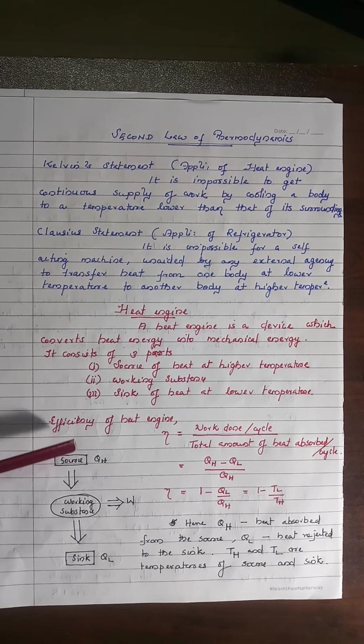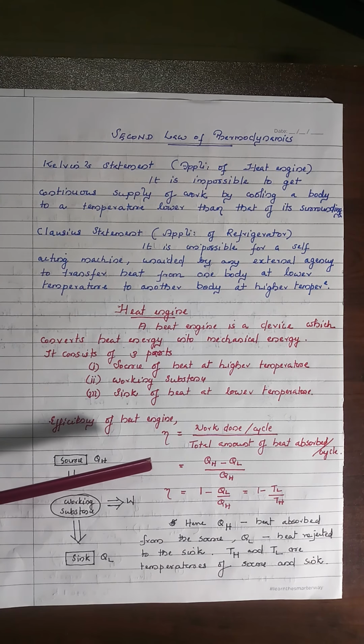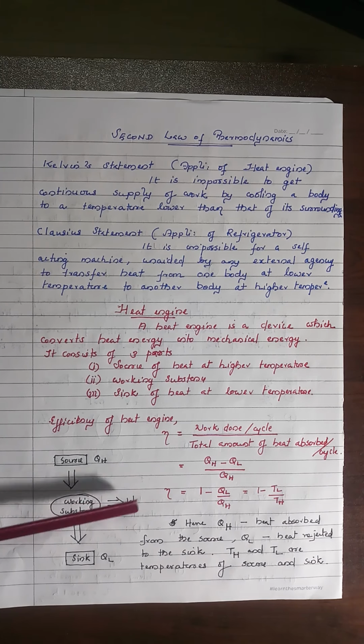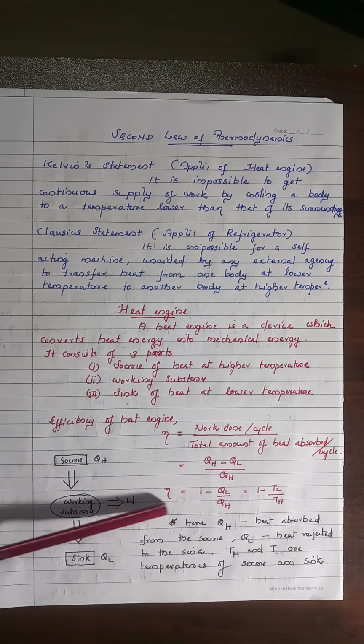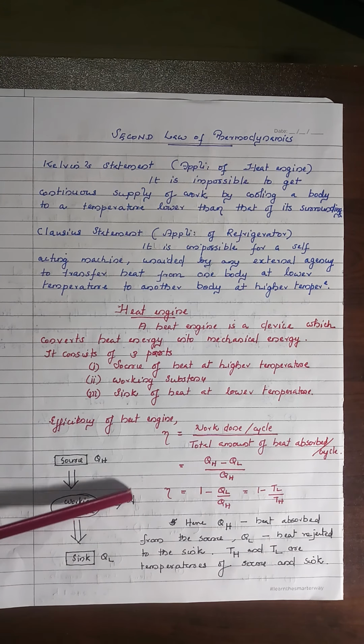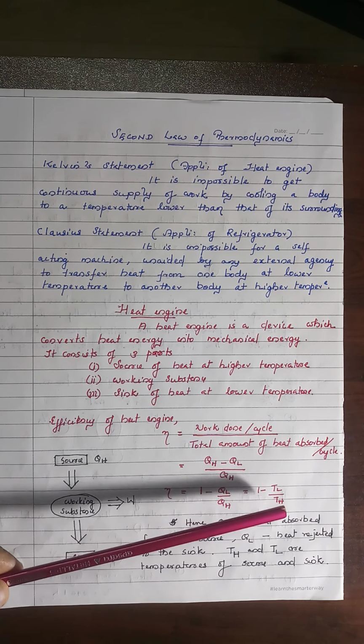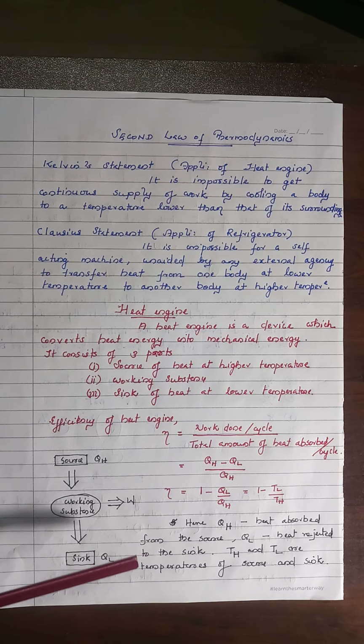Then the efficiency of the heat engine is simple: the work done per cycle divided by the total amount of heat absorbed from the source. So the work done is nothing but QH minus QL, divided by QH. So this is a very important relation, the efficiency of a heat engine. And here TH and TL are the temperatures of the source and the sink.